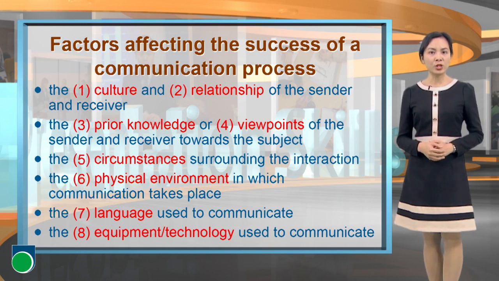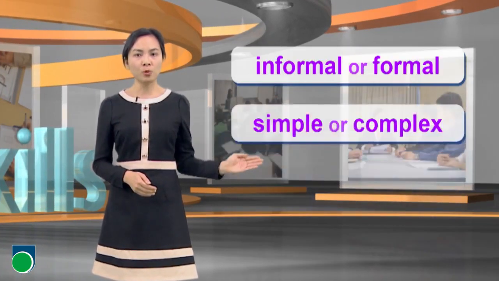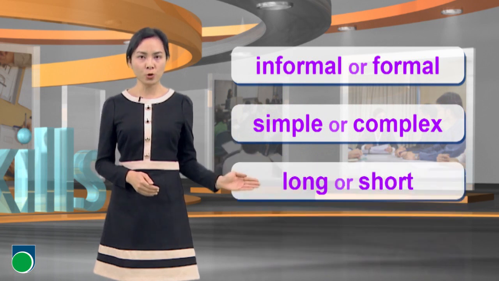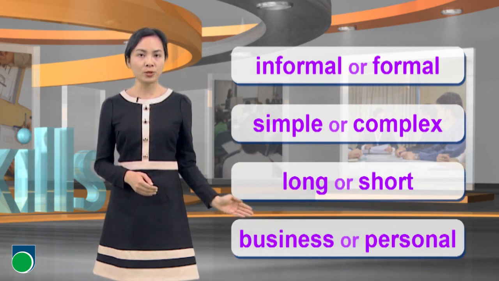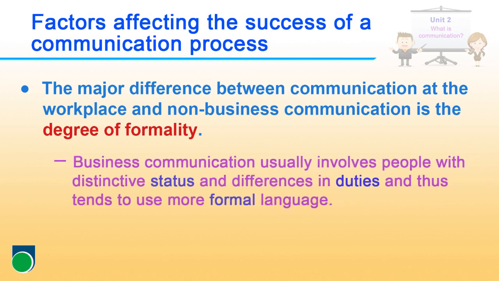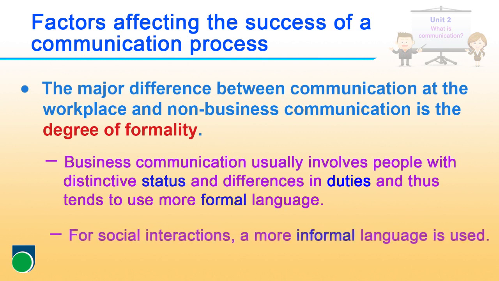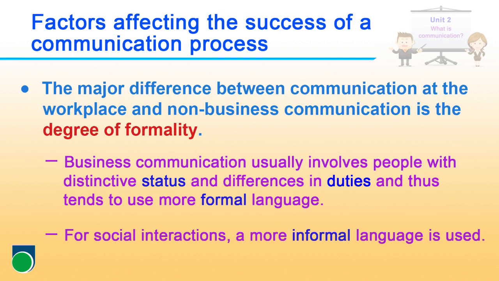The 8 elements which make up the process can be found in any communication: informal or formal, simple or complex, long or short, business or personal. The major difference between communication at the workplace and non-business communication is the degree of formality. Business communication usually involves people with distinctive status and differences in duties, and thus tends to use more formal language. For social interactions, a more informal language is used.